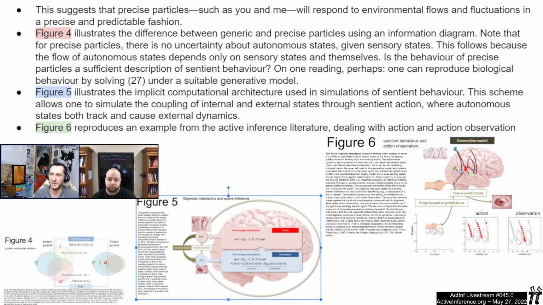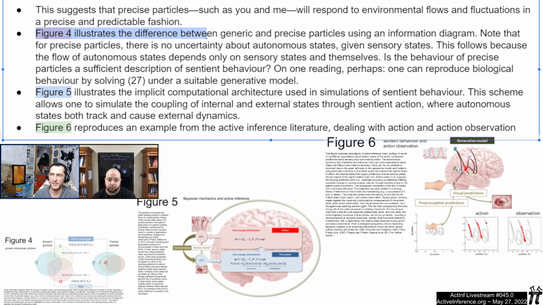And then they're going to introduce figures 4, 5, and 6. 4 is about the difference between generic and precise particles using an information diagram. For precise particles, there's no uncertainty about autonomous states given sensory states. Knowledge about action. Knowledge about internal states, like metacognition. Is the behavior of precise particles sufficient for sentient behavior? Perhaps. Figure 5. The implicit computational architecture used in simulations of sentient behavior. And 6 is reproducing an example from the ActInf literature with action and action observation.